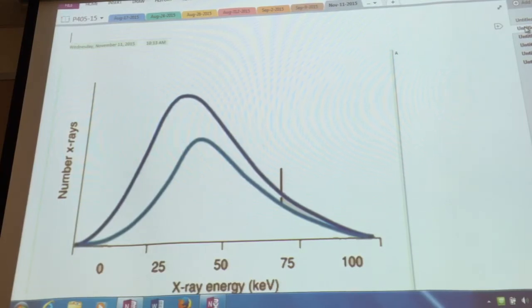The top one has more photons than the other one. So do we get those four things? Same max energy, same KVP, same target. You've got the one distribution has more photons than the other.